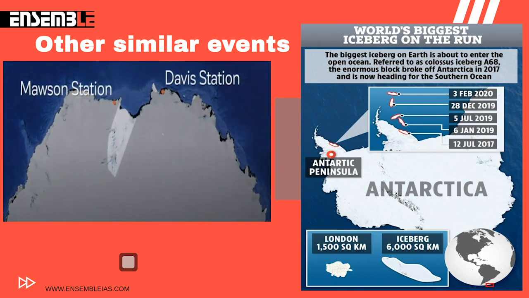This is the Davis station, and this is the Mawson station. These two locations, this is the Davis station and this is the Mawson station. This is the Amery ice shelf, and these two are research stations of Australia. So a question can be like, the Amery ice shelf is situated between the station of Davis and some other name like the Robinson station. So you should know that it is between the Mawson station and the Davis station. Both are research stations of Australia in Antarctica.